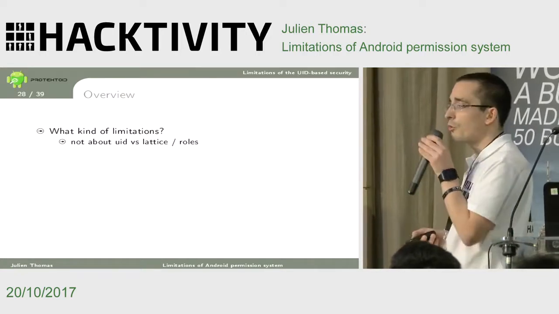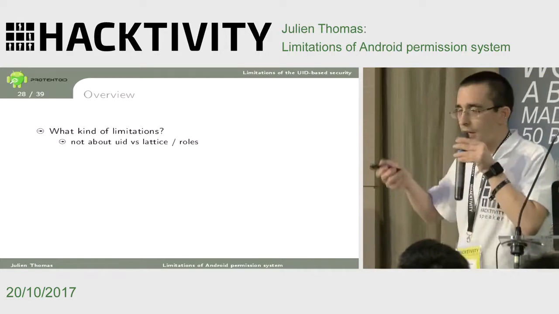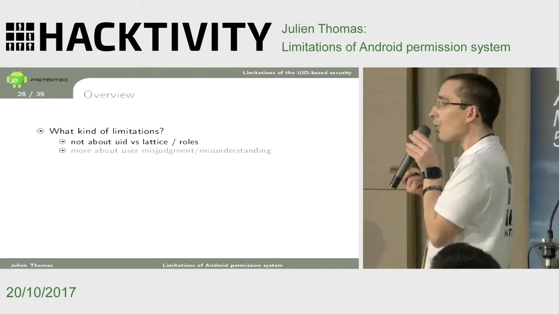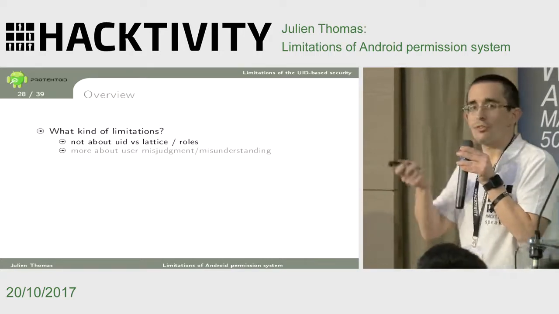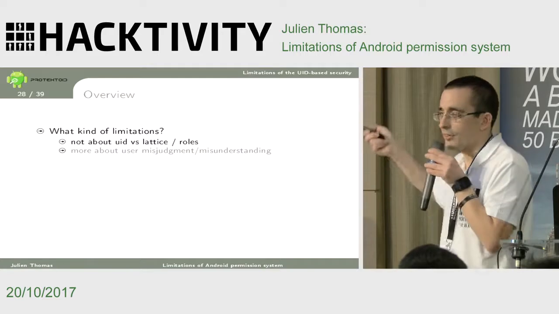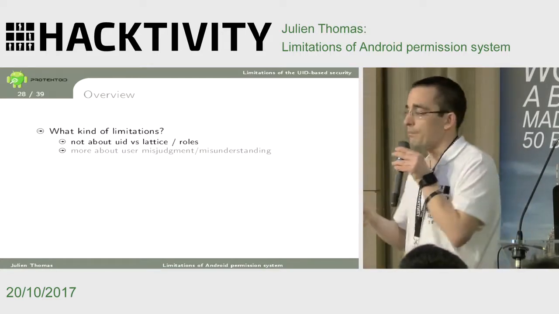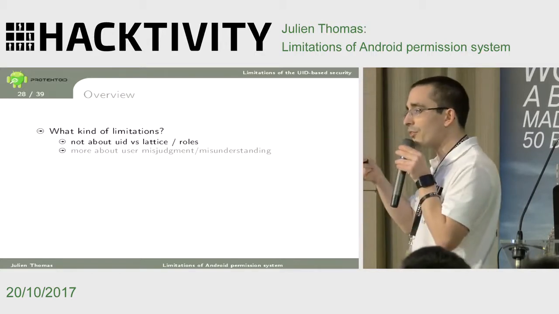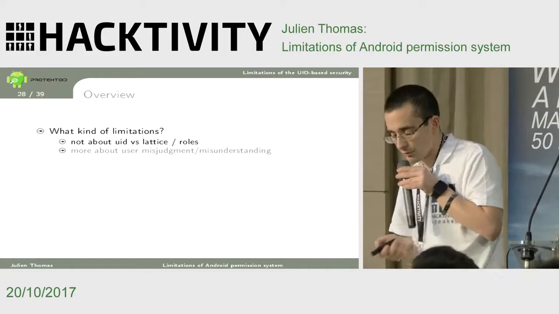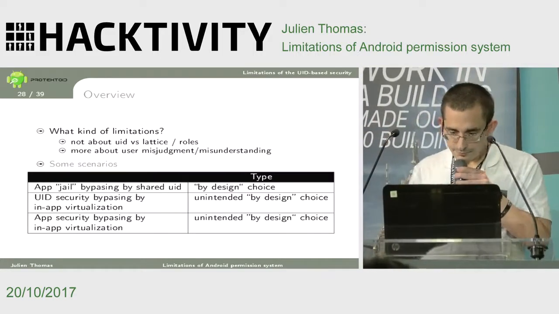I don't want to talk about the UID versus lattice force model, so it's not a general presentation about airbag versus DAG versus whatever. It's much more about how you can trick the user, because the user doesn't know anything about the consequences of UID, what that means. Even the policy of Google is that the user should know nothing and everything should work fine. So how can you trick the user so that he doesn't know what he's doing, he thinks everything is safe because he trusts Google, well he should not. So that's the kind of limitation I want to talk about.